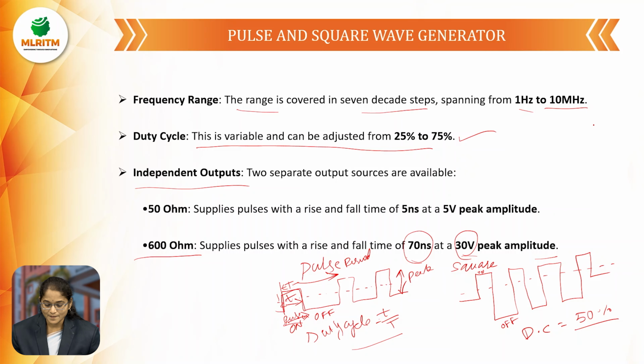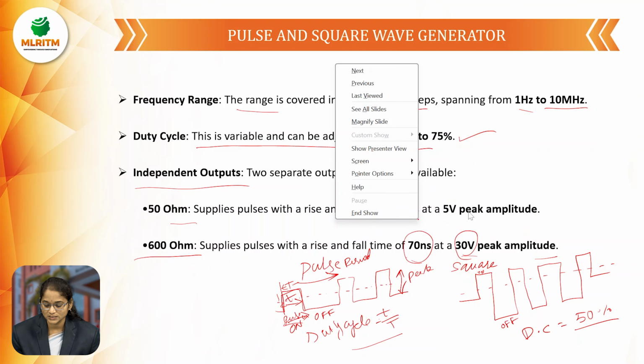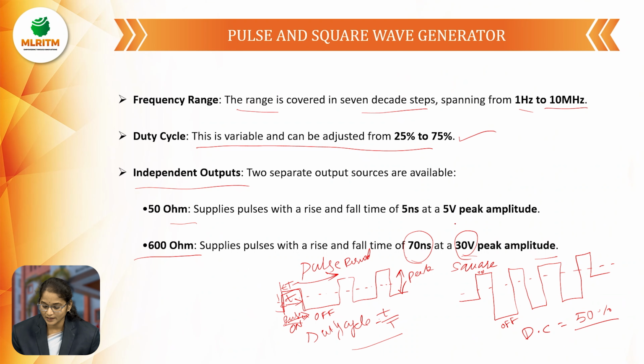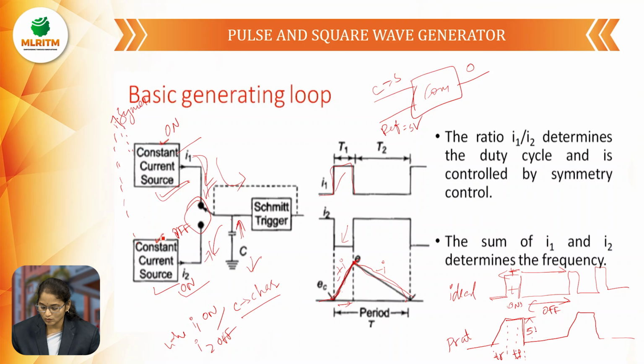Already we discussed here. If we are going to generate the 50 ohm outputs, 5 nanoseconds is the rise time and fall time, and 5 volts is the peak voltage. The voltage, peak voltage is, what is the peak voltage here? The 5 volts is the peak voltage. The rise time is 5 nanoseconds and the fall time is 5 nanoseconds. This is the rise time. This is the fall time.